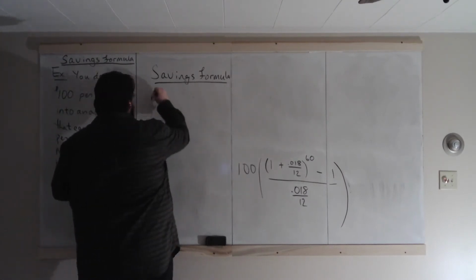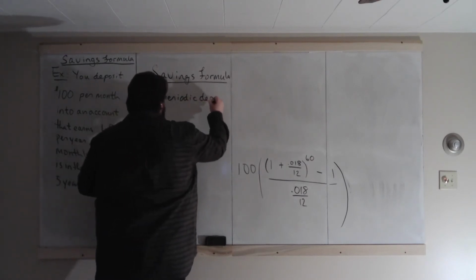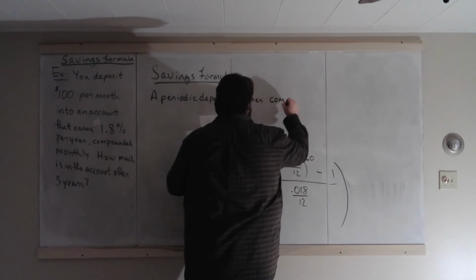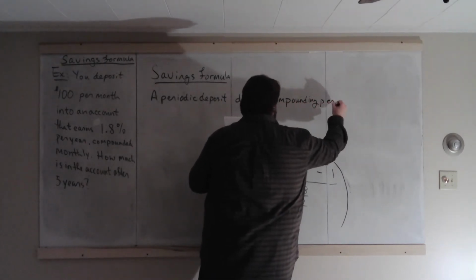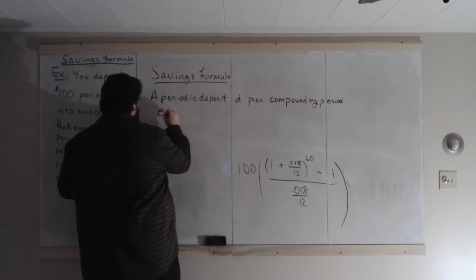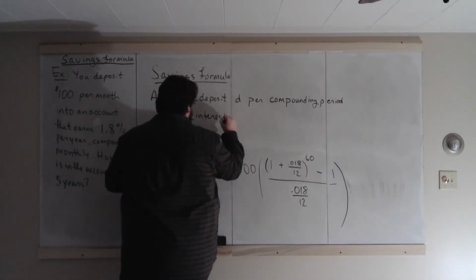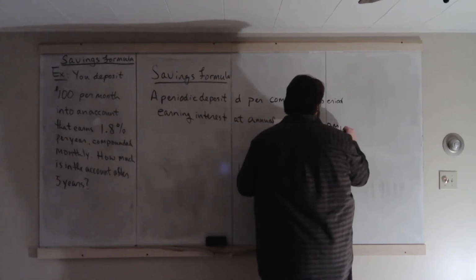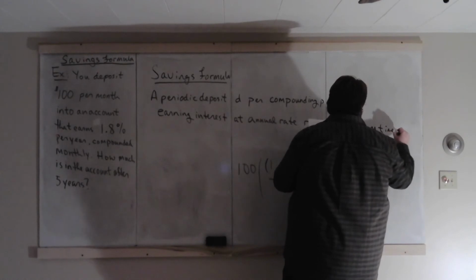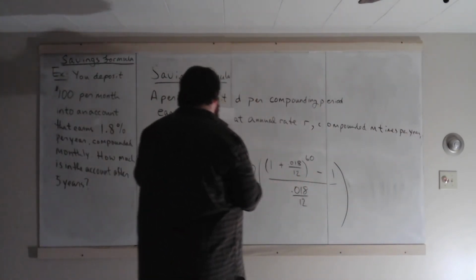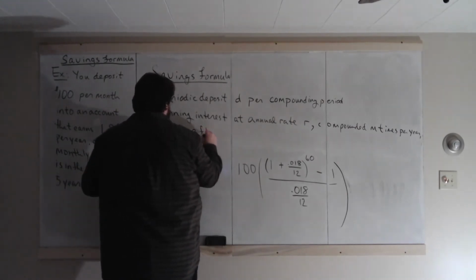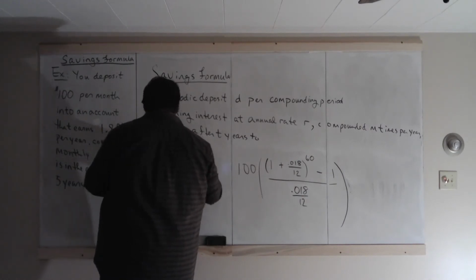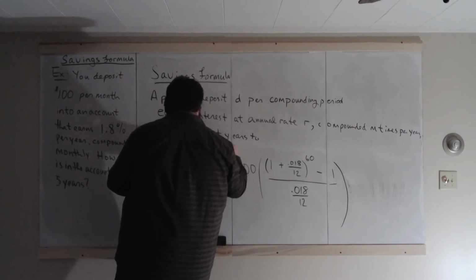So a periodic deposit D per compounding period earning interest at annual rate R compounded M times per year grows after T years to A equals D times 1 plus R over M all to the MT.